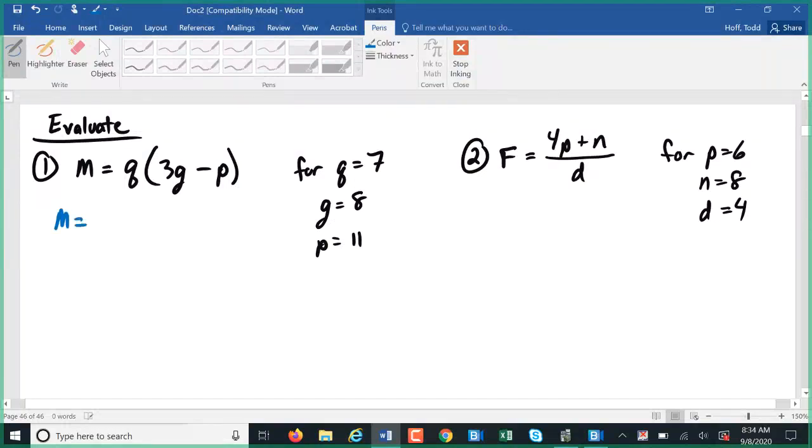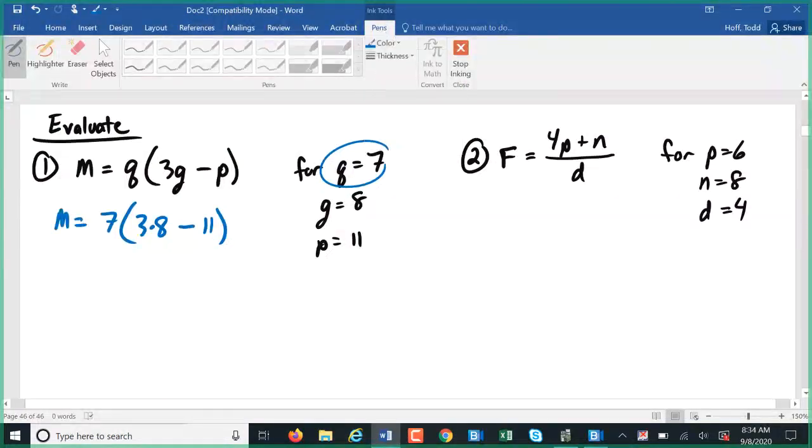We're going to evaluate that to find the value of m when q is 7. So 7 times parentheses 3g. Well, g is 8, so that becomes 3 times 8. Remember, 3g really means 3 times g. A number in front of a letter means multiplication. Minus p is 11, so we put 11 in there.